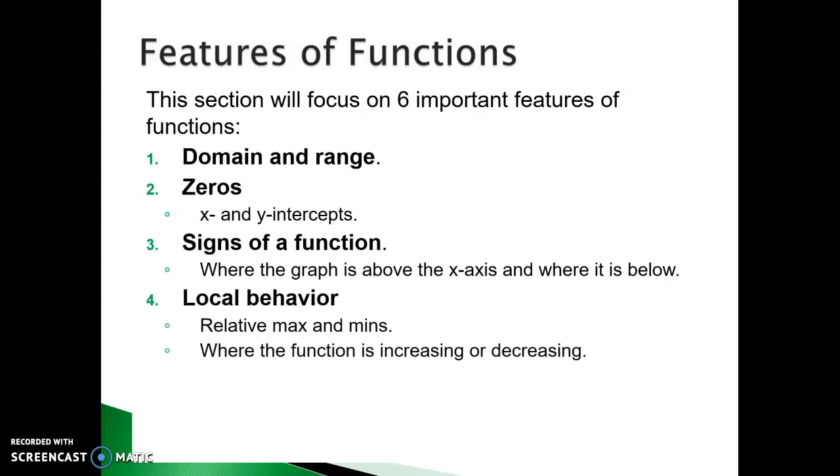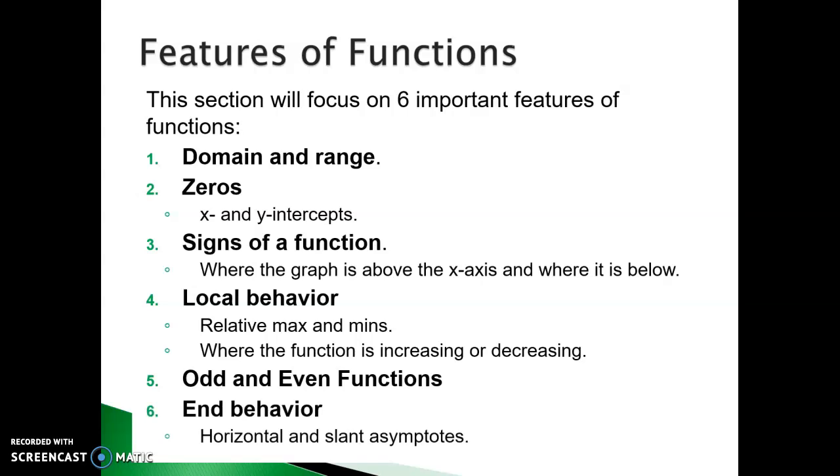The next is going to be local behavior, talking about relative maximum points and minimum points and where the function is increasing or decreasing. We're going to talk about odd versus even functions, which hopefully you talked about in Algebra 2. And then finally, we're going to talk about end behavior, talking about horizontal and slant asymptotes. So I hope this gets you excited about Section 7 to see these interesting things and how they play out. And then we're going to get started on the first section with the next video.